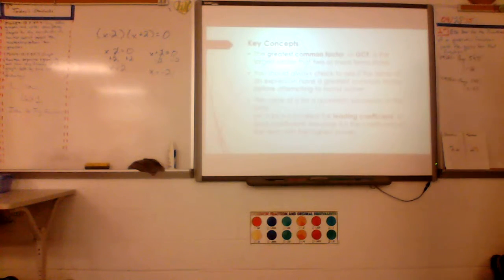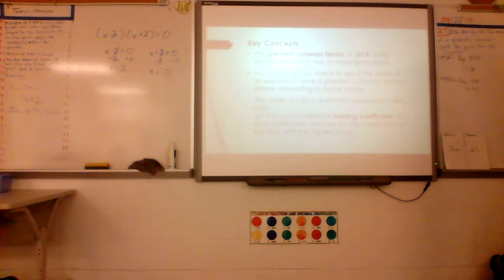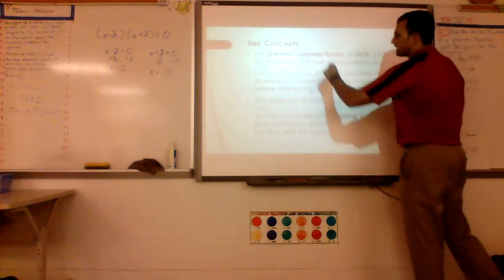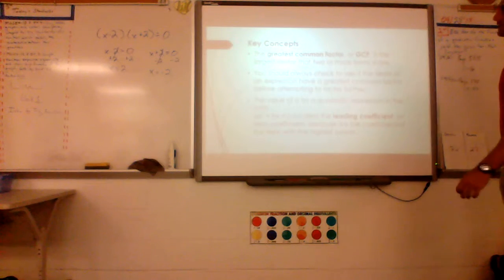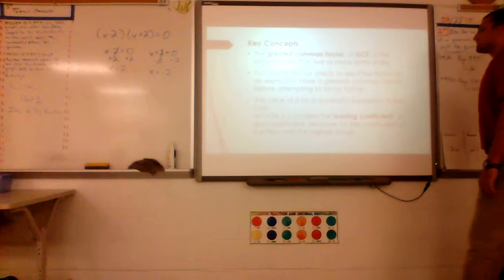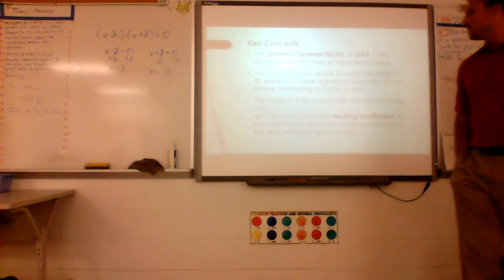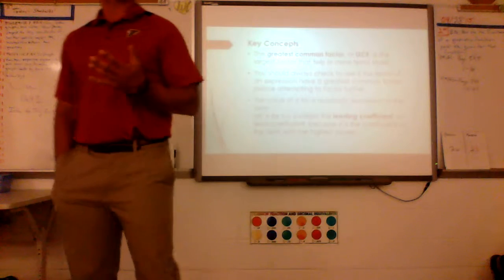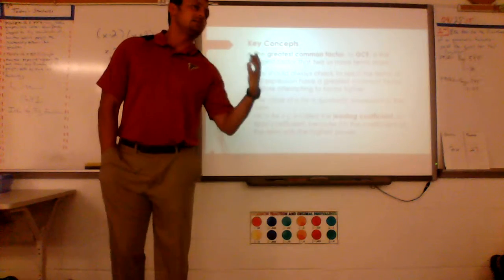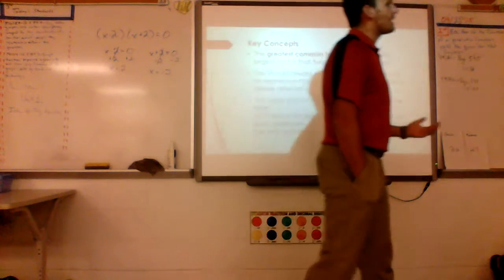I'll let you know what you've got to write down. The greatest common factor, GCF, is the largest factor that two or more terms share. Write that bullet point down. You should always check to see if the terms of an expression have a greatest common factor before attempting to factor further. Like I talked about before, when we talked about factoring expressions, the first thing I'm always going to ask myself is, does it have a GCF? Is there something it shares that I can take out?